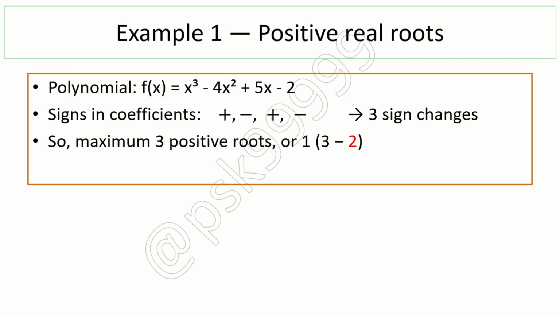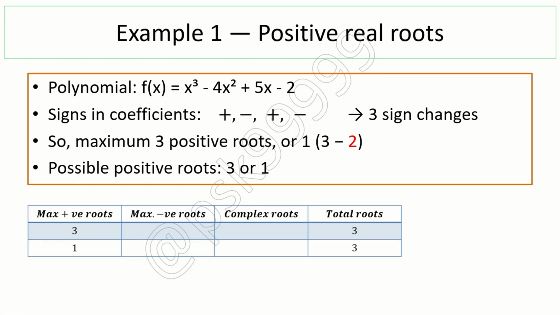This is very important to note down. Don't always assume that 3 is the maximum. It can be 3 or it can be 1. If I put it in a table, it looks something like this: number of maximum positive real roots, number of maximum negative real roots, complex roots, and a total. We know this is a polynomial of order 3, so the maximum number of roots can be 3. So either positive real roots are 3 or 1. We'll complete this table once we check the negative real roots.